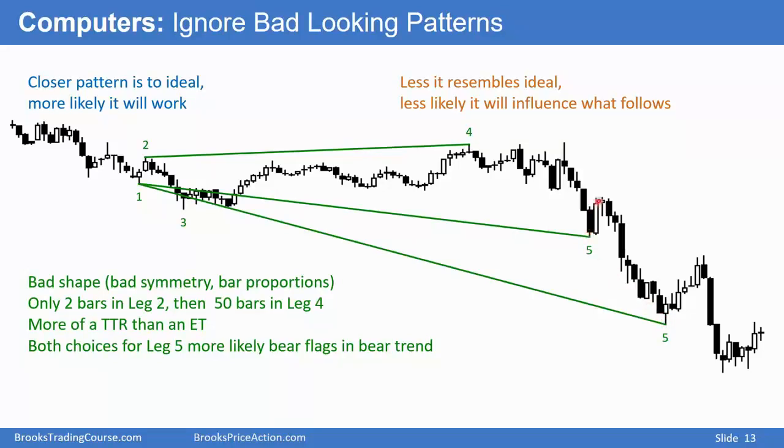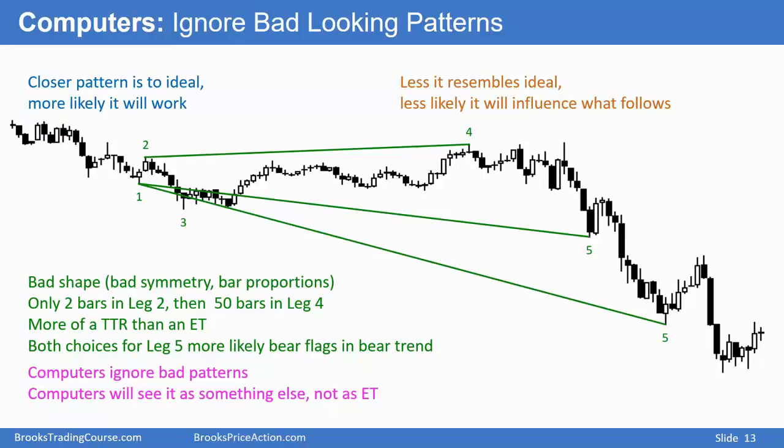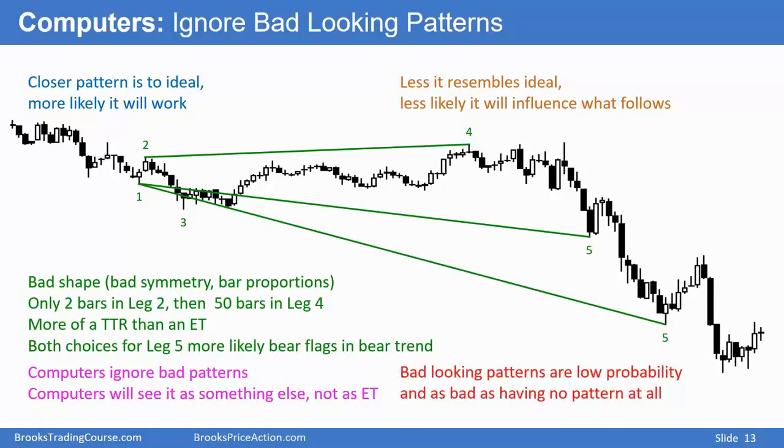They're more likely the start of bear flags in a bear trend than a reversal pattern. In other words, a minor reversal creating a bear flag is more likely than an expanding triangle, a major reversal. Computers ignore bad-looking patterns. They'll always look at it as something else rather than an expanding triangle. Bad-looking patterns, therefore, are low probability. They are as bad as having no pattern at all. So do not trade patterns that look bad.